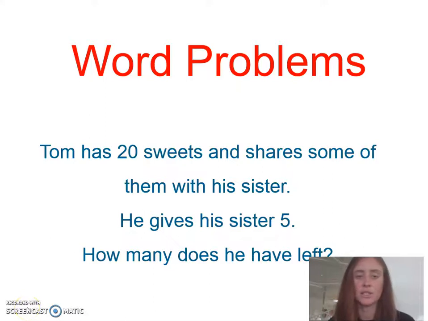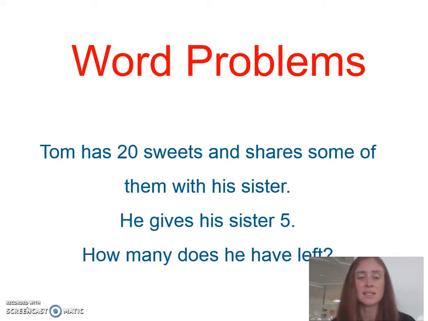In maths after the holidays, we're going to be looking at word problems, specifically looking at addition and subtraction. Sometimes people find word problems tricky to answer because there's so much information. We need a way to make it simpler.